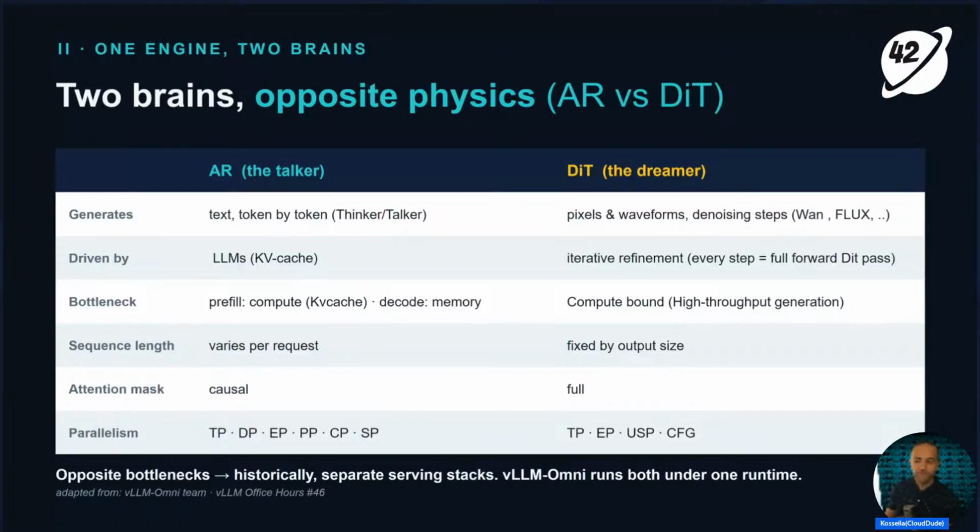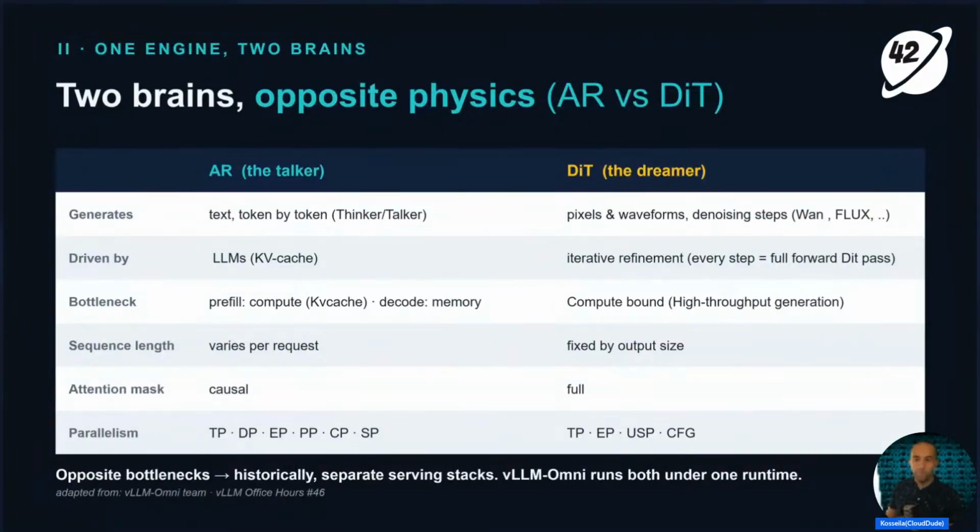We also have different types of parallelism between AR and diffusion, but this will be covered later in this talk. But now look at the bottleneck row. So you have memory bound versus compute bound. That one row is why historically, as we said, you run two stacks, but vLLM-Omni actually runs both brains under one runtime. And today we'll discover how.